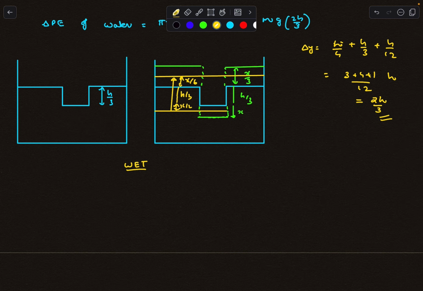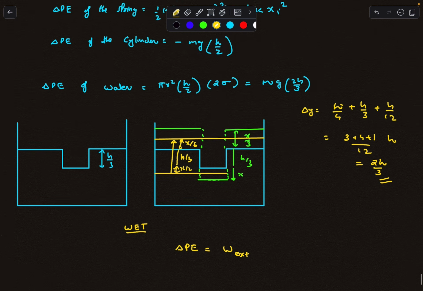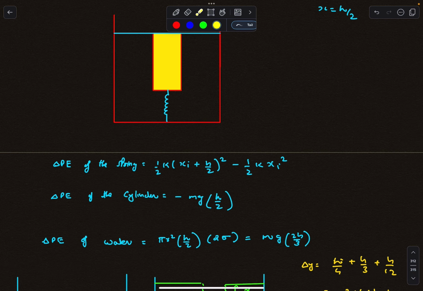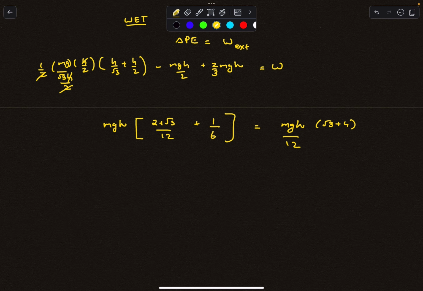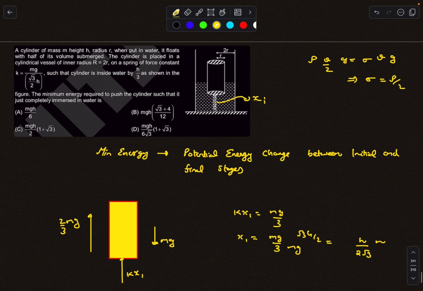So now let's use work energy theorem. So according to that, we can say that the change in potential energy of the system is nothing but the work done by the external agent. So now we can just add up all the change in potential energies. So now we can use a square minus b square formula over here. And after solving, you will get the answer as mgh by 12 root 3 plus, which was option B.